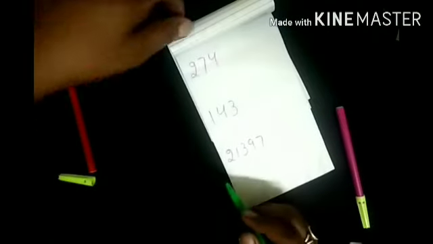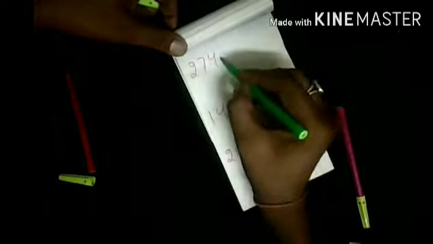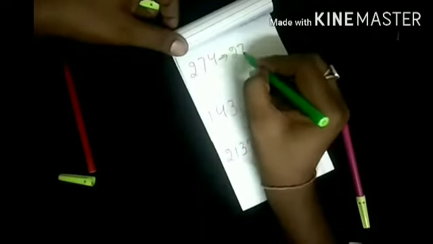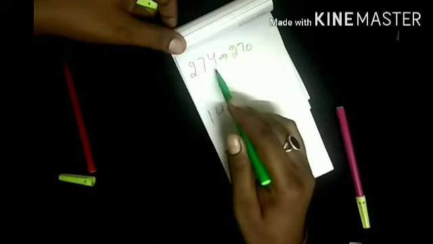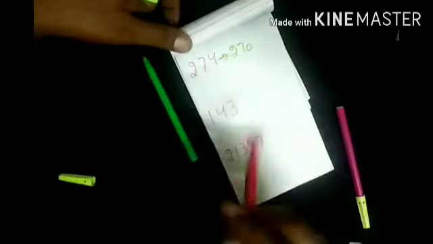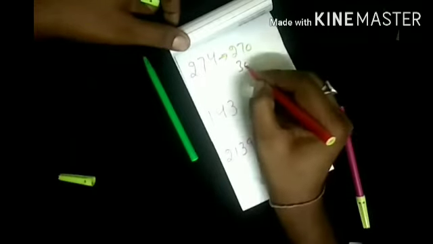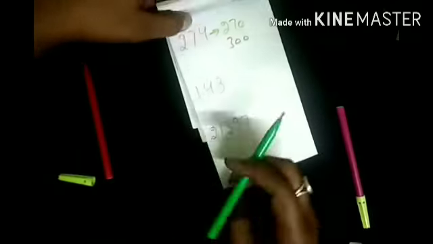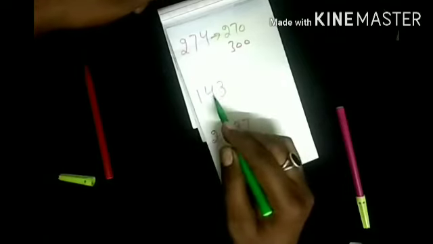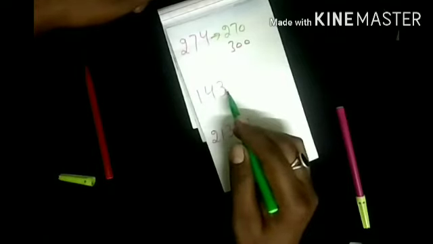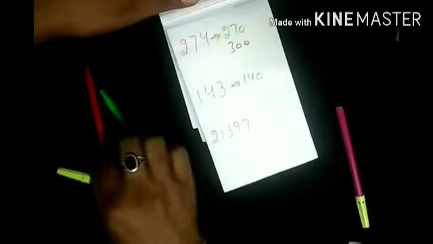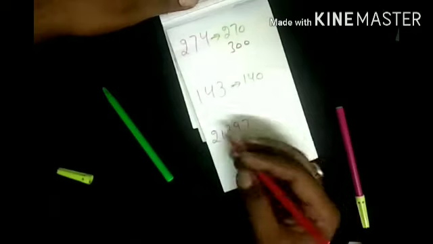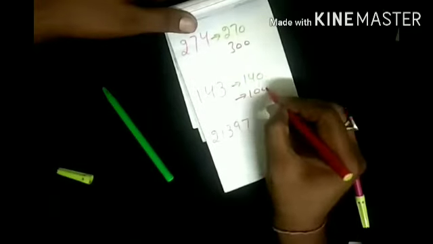Same here. 274. If we have to round it off to the nearest 10, then its answer will be 270. And if I had to round it off to the nearest 100, then our answer will be 300. Similarly, 143. If 143 is to be rounded off to the nearest 10, then its answer will be 140. And if it has to be rounded off to the nearest 100, then our answer will be 100.